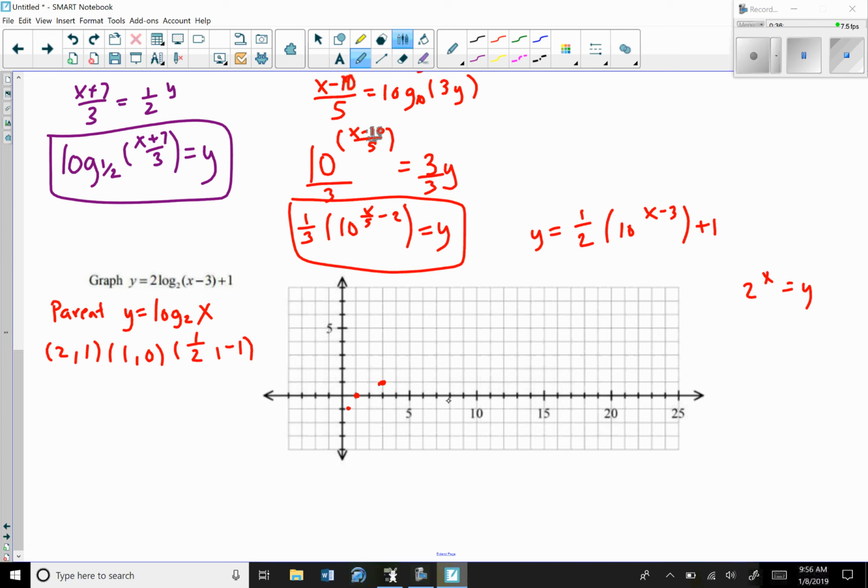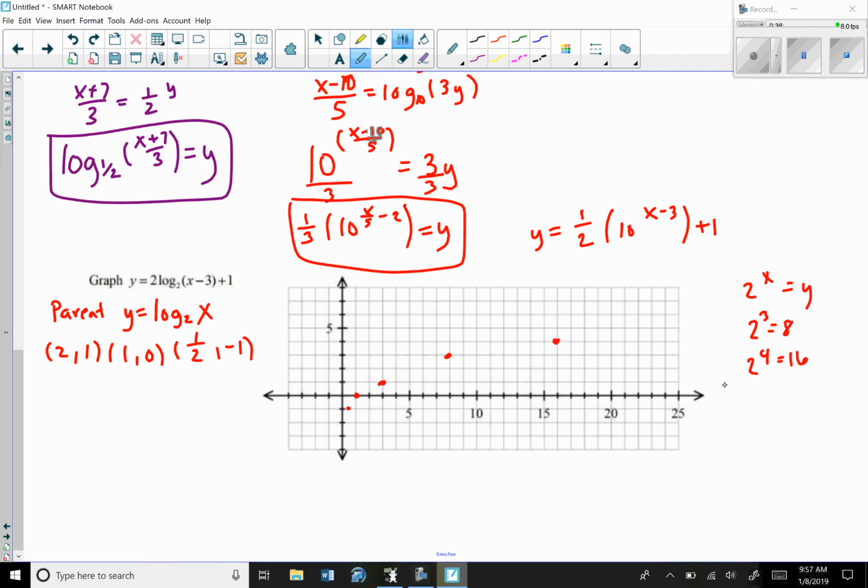So we know that 2 to the power of 3 is equal to 8. That means the log base 2 of 8 equals 3. And same thing if we did 2 to the 4th power, we know that is equal to 16. So that tells me the log base 2 of 16 is equal to 4. So 1, 2, 3, 4. So you can use these points to help.